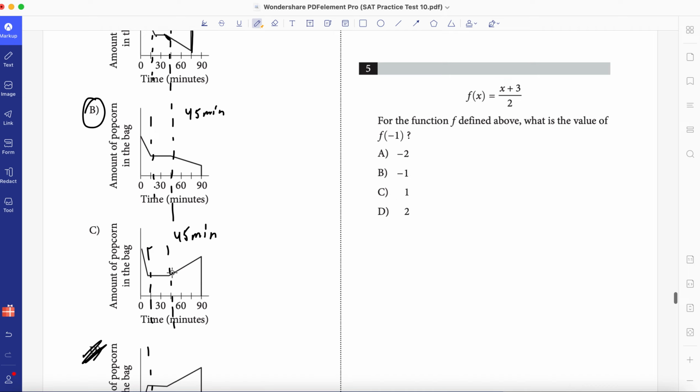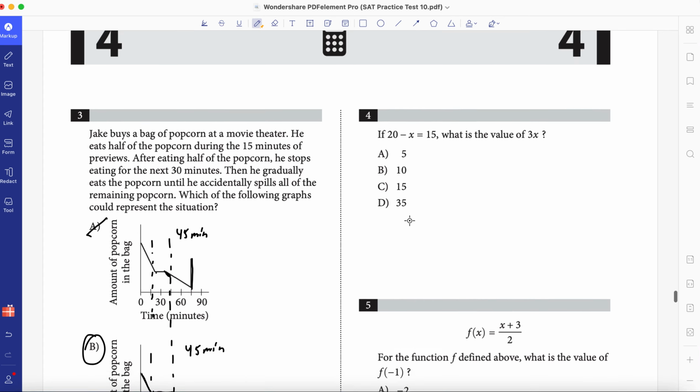Because with this one, somehow he got a refill, and then he spilled it. But with this one, okay, he ate for the first 15, he didn't eat for 30, he ate slowly, and then he spilled it all at once. So B would be the correct answer.